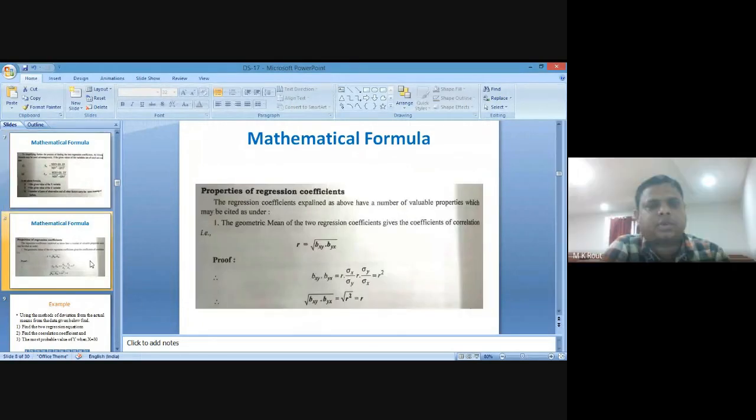The next one, just note down the heading: Property of regression coefficients. The regression coefficients explained above have a number of valuable properties which may be cited as under. The geometric mean of the two regression coefficients gives the coefficient of correlation, that is r equals square root of bxy into byx. Just note down.